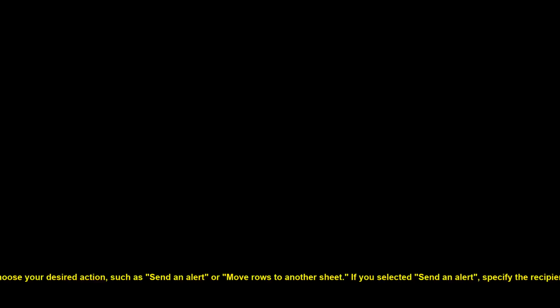Next, click on the Add Action button to define what happens after the trigger. In the Action drop-down, choose your desired action, such as send an alert or move rows to another sheet. If you selected Send an Alert, you can enter specific email addresses or select users from your Smartsheet account. Customize the alert message by filling in the subject and body text fields. If you want to add more actions, click on Add Action again and repeat the process.